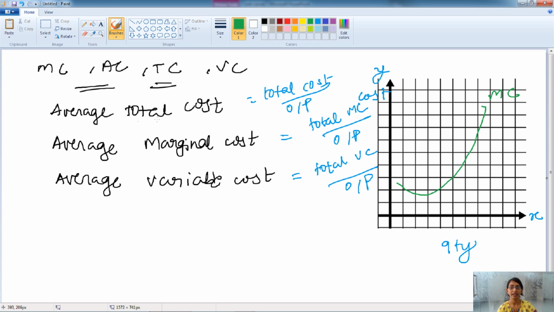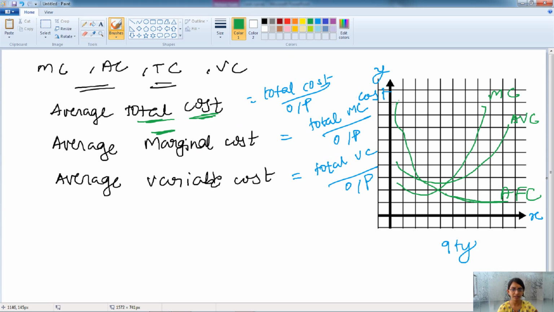The average total cost is falling irrespective of the output produced. So it is decreasing, and it is in this way. This is our AFC. The average variable cost will also decrease in the starting, but after that it will increase. This is our AVC. We can show it in this way.